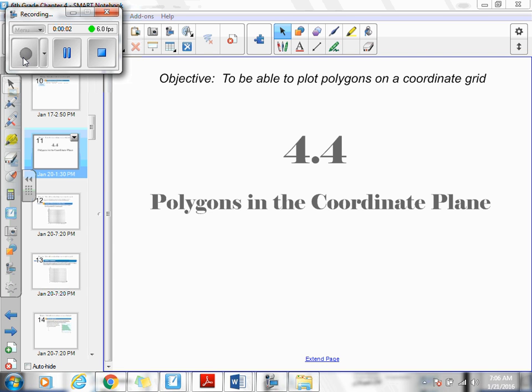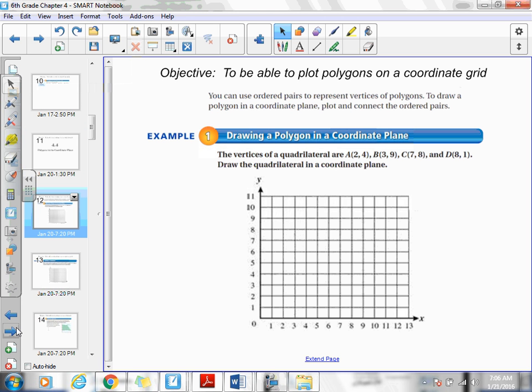Your goal while watching this video is to understand how to plot polygons in the coordinate plane. Okay, so first a quick refresher on how the coordinate plane works.